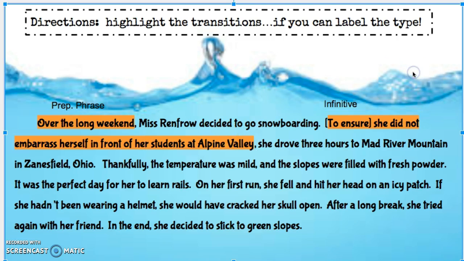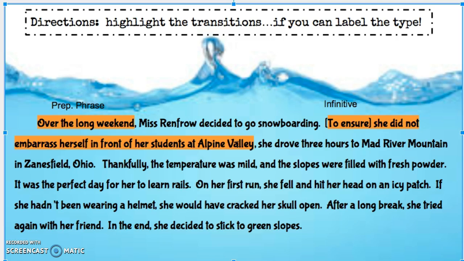Okay, so what I'm going to have you do is go ahead and pause the video now. I want you to go through and find any of the transitions for each of the sentences. You're going to highlight your transitions and then you're going to label them above. Okay, so she did not embarrass herself in front of her students. In front, like I said, was your prep phrase. In front of her students is your prep phrase, I'm sorry, and then at Alpine Valley is another prep phrase. So go ahead and pause it, and then we'll check back in and go over them in a moment.